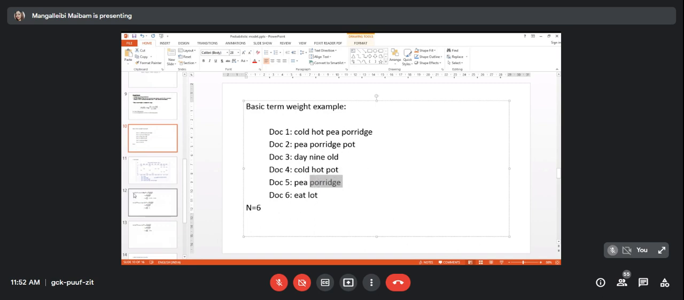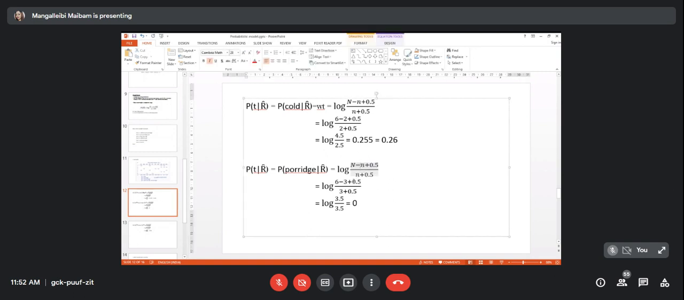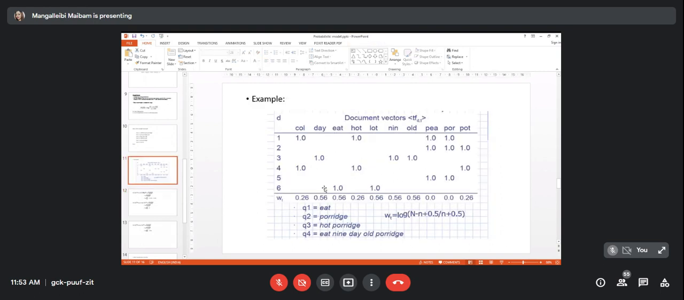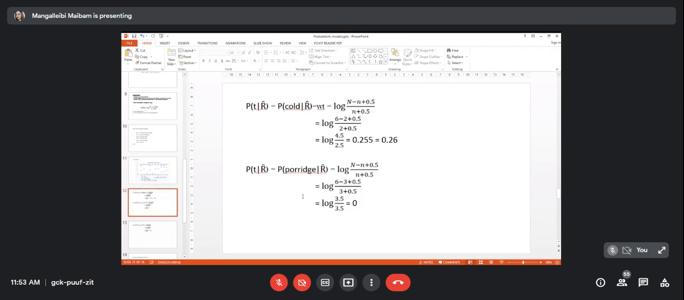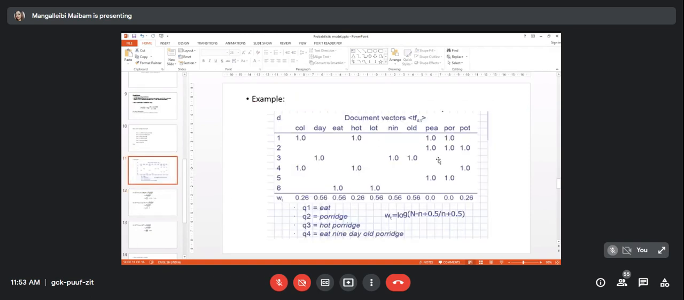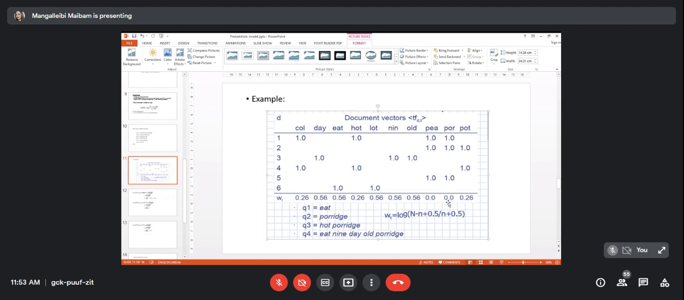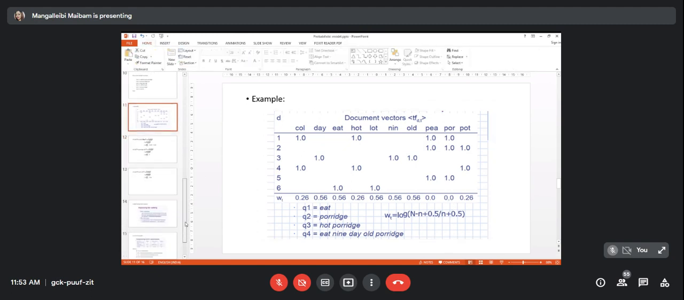So 1, 2, 3. The frequency is 3. 3 is written here. Then 3.5 by 3.5 is 1, and log 1 is 0, so you'll get 0. So this is for which term? Porridge. For porridge, it will be 0. See down here, the basic term weight for porridge is 0.0, it is written here. Similarly, you can substitute for all the terms and find out the basic term weight.